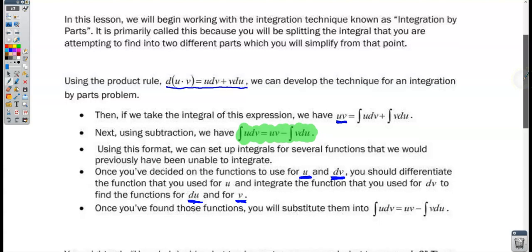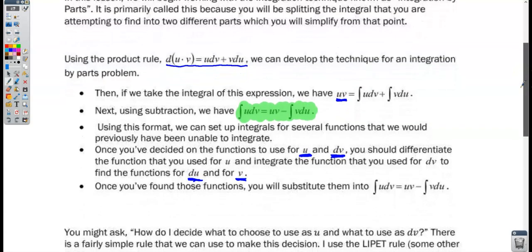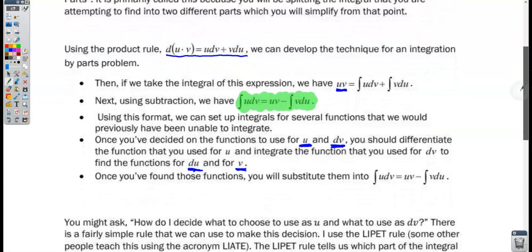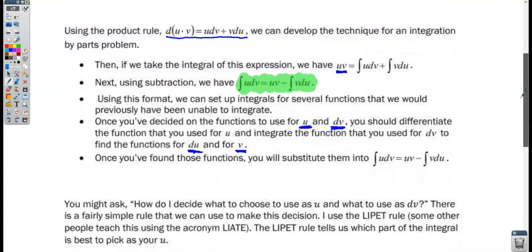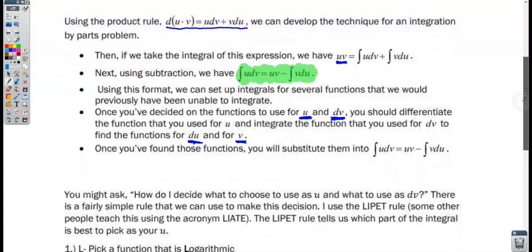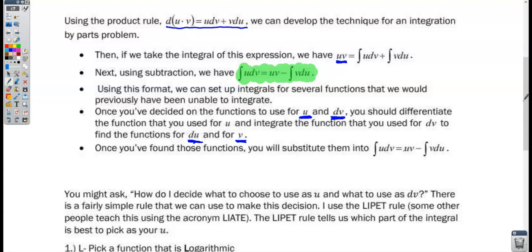Now, if it were me and I were sitting there right now, the next question I have might be, well, if we've got things being multiplied, how do we decide what to use as u and what to use as dv? I use what's known as the LIPET rule. I've seen a lot of people, in fact, more commonly lately, use the acronym LIATE to talk about which one goes first. But these are, in essence, pretty much the same idea.